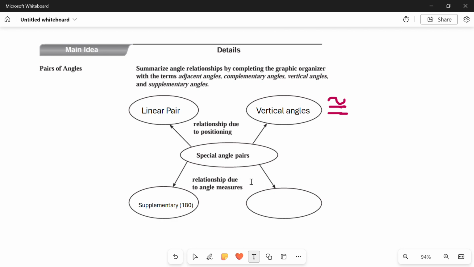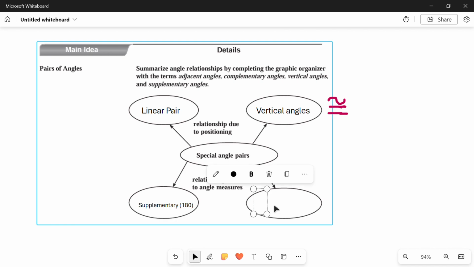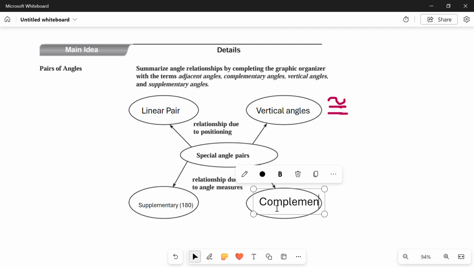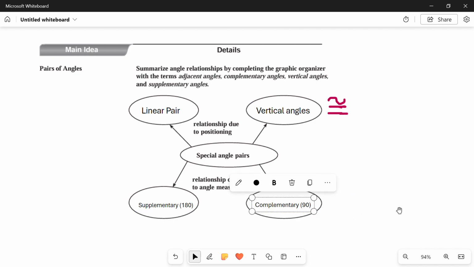Then lastly, what about two angles that are related to each other because they don't add up to 180, but they add up to 90? Well, you might remember me saying just a minute ago, they are complementary, 90 degrees, right? So angles that add up to 90 are complementary angles, okay? So you might pause the video here and put this in your notes.